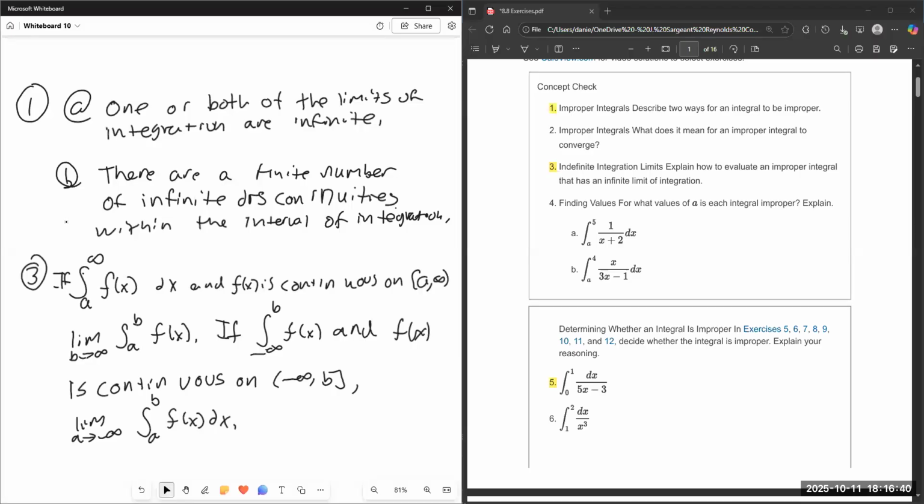So we'll deal with how to handle the situation where both limits are infinite later in the assignment, but that's just what they wanted you to do. If you have a negative infinity, replace it with an a and take the limit as a goes to negative infinity. If you have an upper limit of infinity, replace it with b and let b go to infinity.